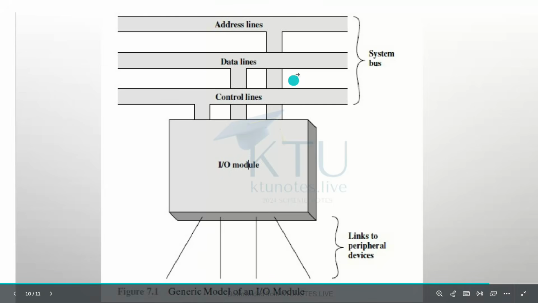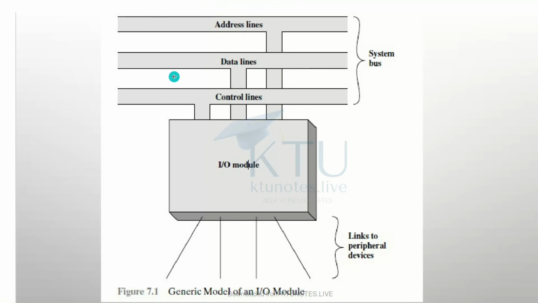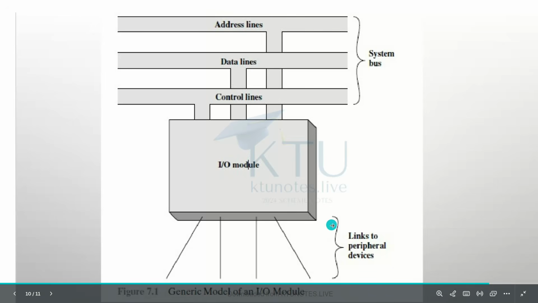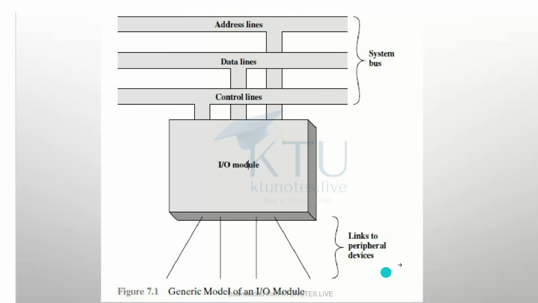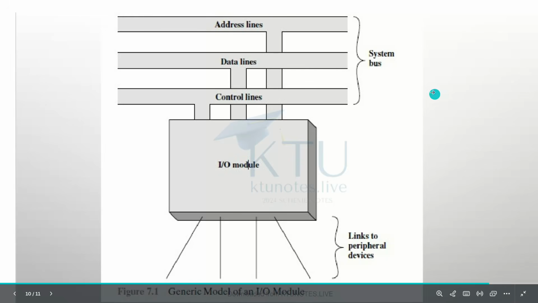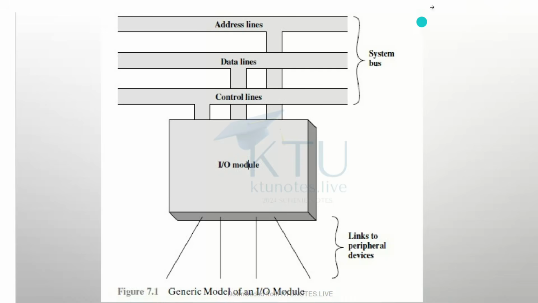Now there are different system buses, that is address lines, data lines, and control lines, which make up our system bus. That means the CPU and the different parts of the computer system are connected through these buses. These different buses have to be connected to this IO module. Then only whatever data, address, or control signals are coming from the peripheral devices can go to the computer system, through these buses.